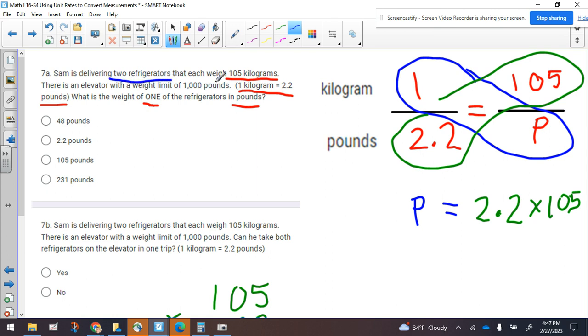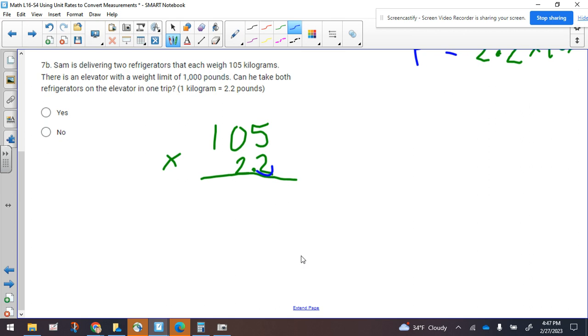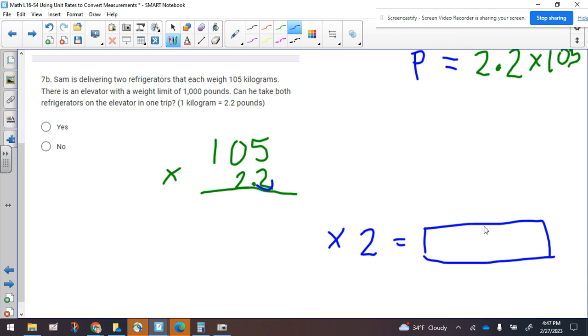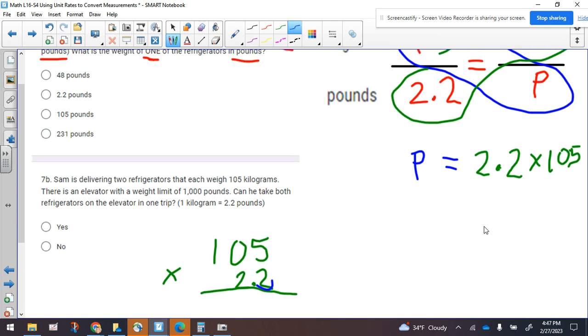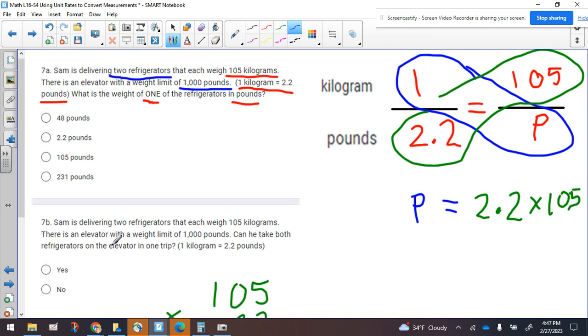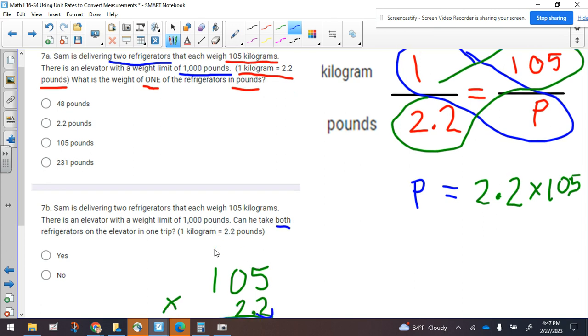So what you have to figure out next is whether bringing these two refrigerators on the elevator that has a weight limit of 1,000 pounds is possible. If you take whatever you get here and multiply that by 2, that's how many pounds we're talking about for the two refrigerators. So again, you're taking what you get here, multiplying it by 2, and asking yourself, is that number more or less than 1,000? Because if it's more than 1,000, then we're not going to be able to take both on the elevator, right? So if it's under 1,000, then you would be able to take both refrigerators on the elevator.